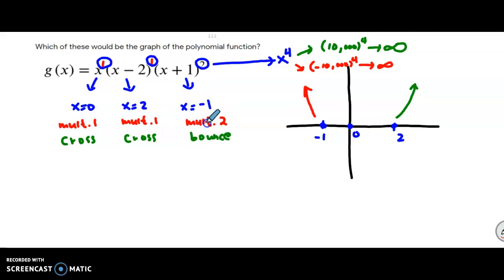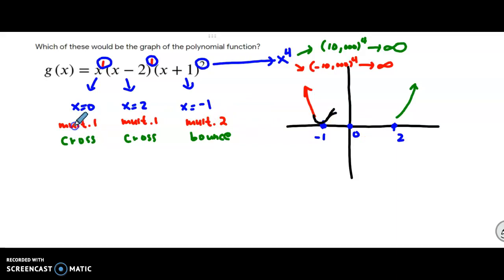So it's going to bounce. It's going to hit this negative 1, and it's going to bounce back up. Now at some point, it has to come back down again. I don't know how high, but it doesn't really matter right now. The most important thing is we know that because it has to go through another x-intercept, it has to come back down.